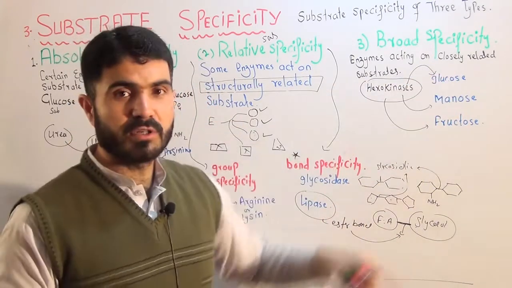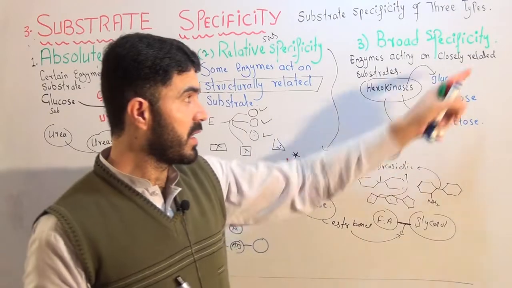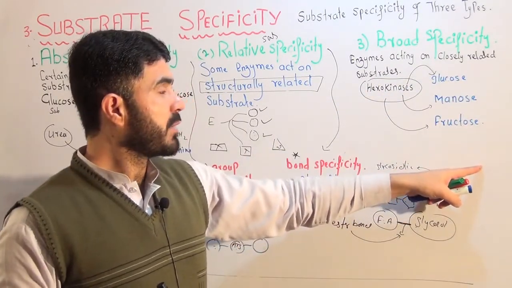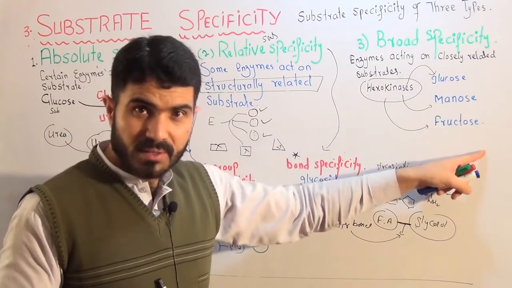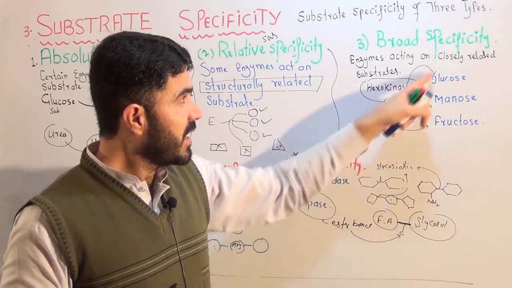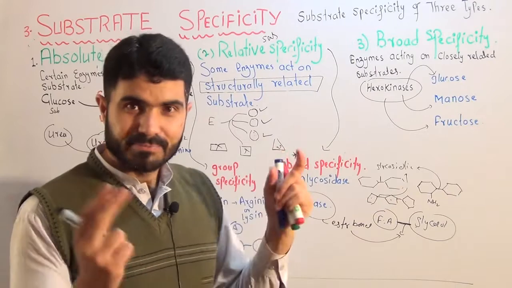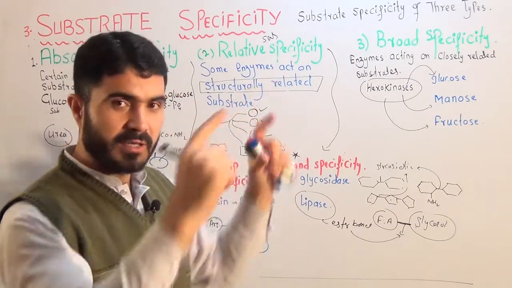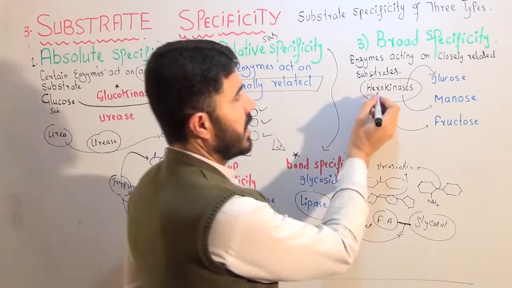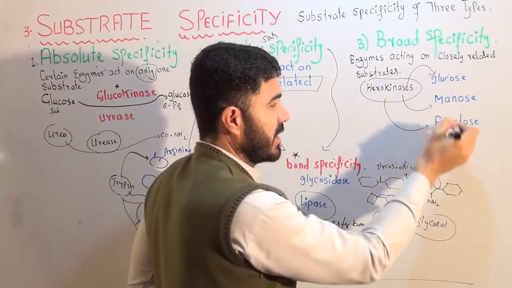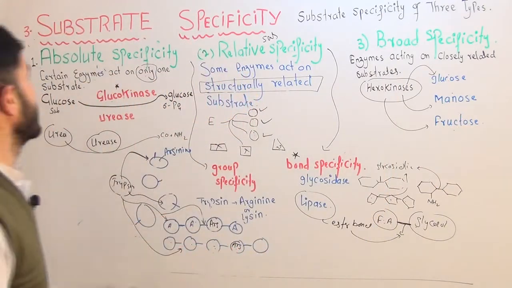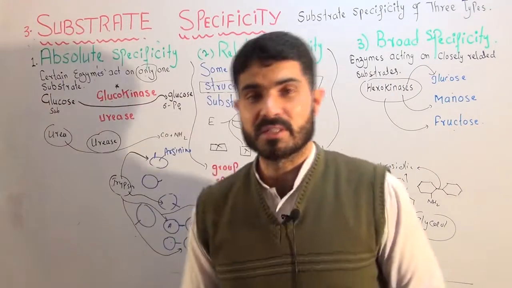Means we are not watching for certain groups. No, we are not looking for groups that they have the same groups or they have the same bond. But they are related, closely related. If you come to the structure, the structure is very similar. That's why hexokinase acts on this one and that one and that one. So we call it broad specificity. This was the third specificity about enzymes.